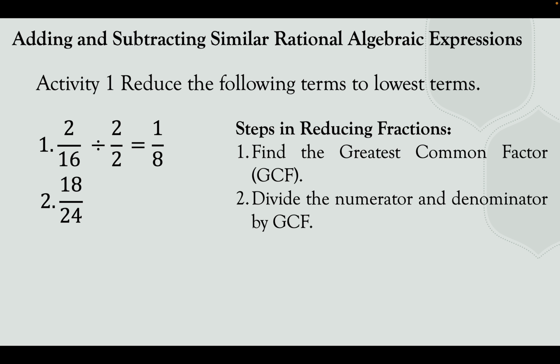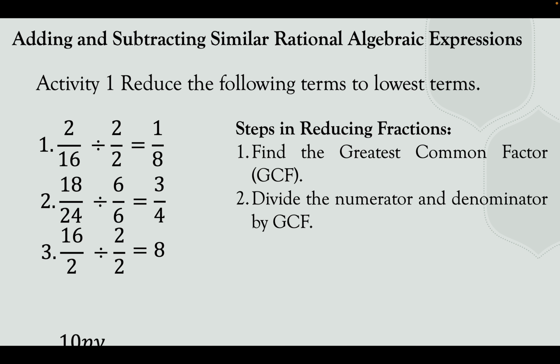For 18 over 24, their GCF is 6. Then divide both numerator and denominator by the GCF. We have 18 divided by 6, we have 3, and 24 divided by 6 is 4. For 16 over 2, the GCF is 2. So 16 divided by 2 is 8, and 2 divided by 2 is 1. So that means 8 over 1, or 8.